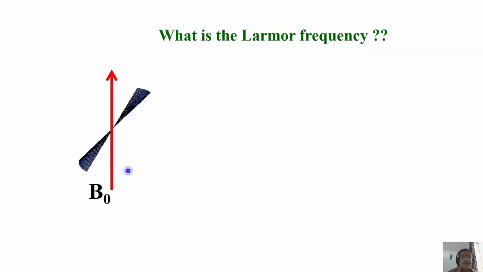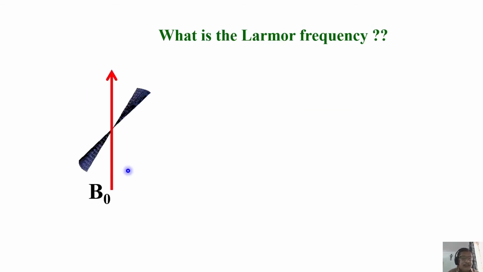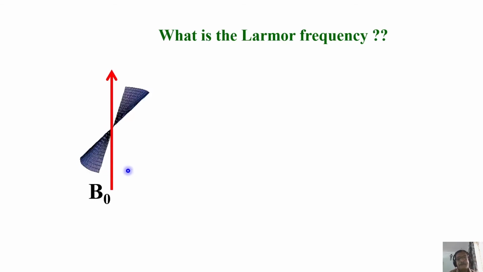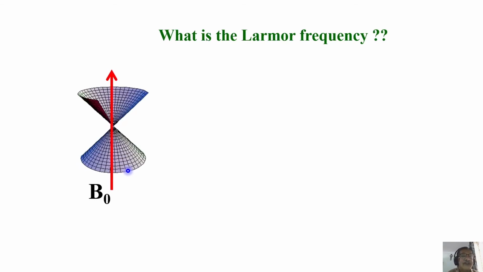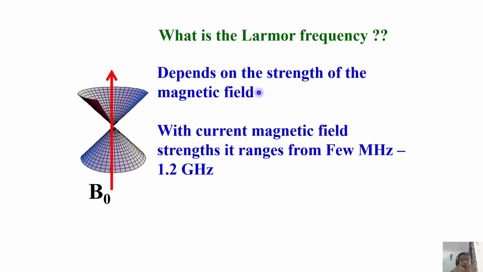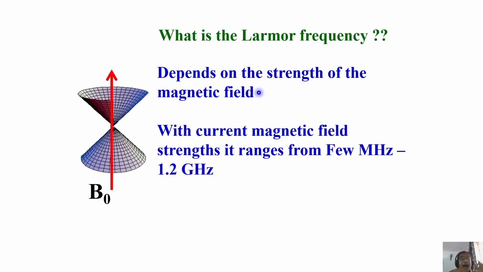Now the question is, what is its precession frequency? They are rotating, they are precessing. I understand the nuclear magnetic moments are precessing around the magnetic field. But what is this Larmor precession frequency? Of course, it depends on the strength of the magnetic field. Higher the magnetic field, higher the precession frequency. Larmor precession frequency increases linearly with the magnetic field B naught, the external magnetic field.